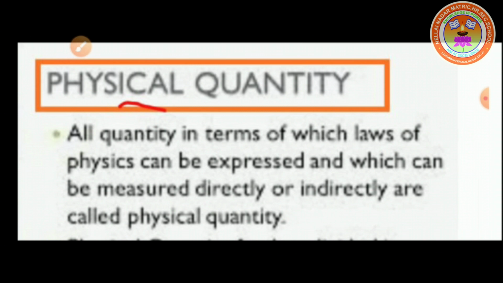A length is equal to 5 meter. So in this example, 5 is taken as the magnitude and meter is taken as the unit. And mass, let us consider a mass of 20 kilogram. So 20 is the magnitude and kilogram is the unit. Using these two examples, we can say physical quantities have magnitude and unit. Physical quantities have what? Magnitude and unit.